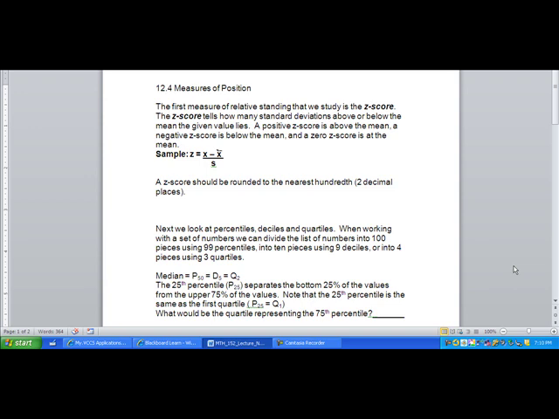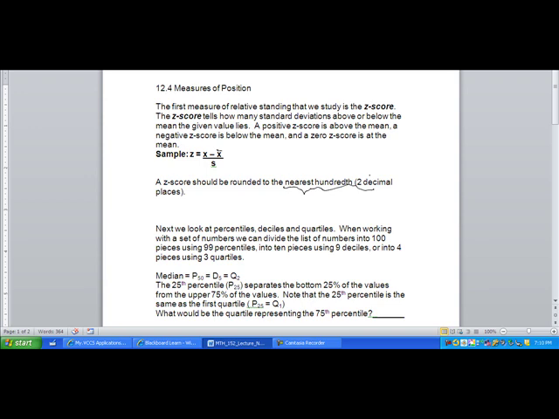Now, a positive z-score, as I mentioned, means it's above the mean or greater than the mean. A negative z-score would indicate it's below the mean or to the left of the mean. So the z-score is very important, particularly when we take a look at the normal distribution in a later section. In the normal distribution we use a table, and the table is given to the nearest hundredth. So that's the reason we round it to the nearest hundredth.